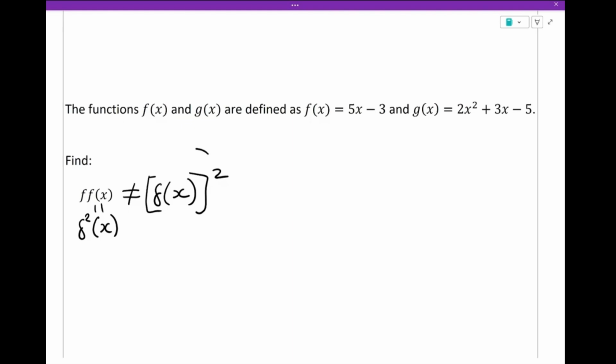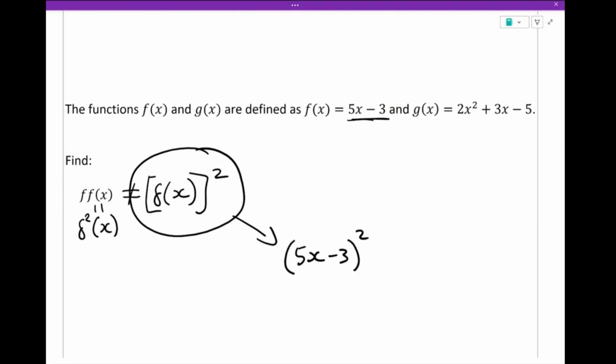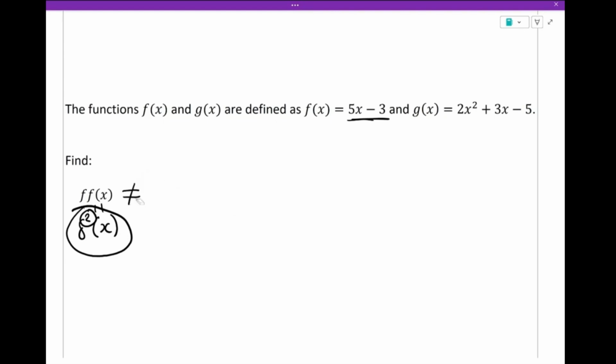If I wish to find this one here, all I need to do is take my expression for f of x, which is 5x subtract 3, and then put it in brackets and square it. That is not what I'm being asked to find. This is something different. This is not a composite function. Okay, I need to find the composite function ff of x, which could be written like this. However, this here is my composite function notation, not squaring in the usual way that you are used to. So let's just take this off and let's have a go at finding ff of x.